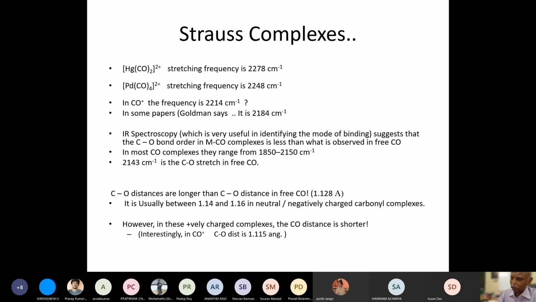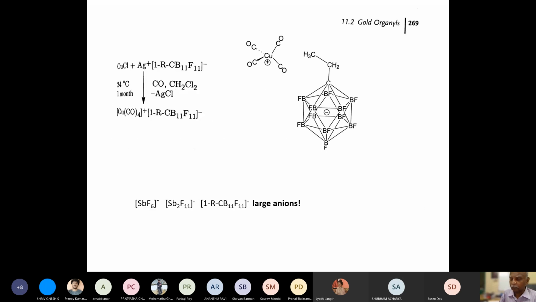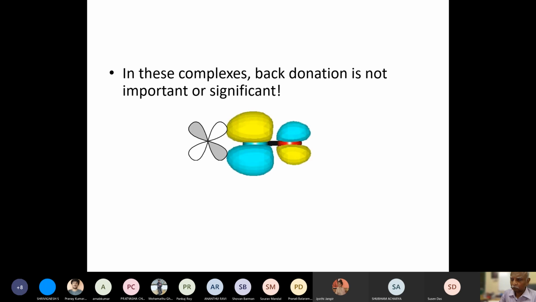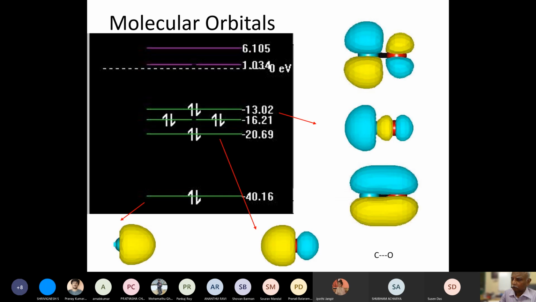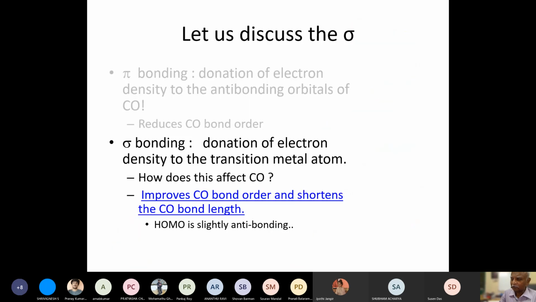For CO plus, the bond distance is 1.15 angstroms. So this is in fact shorter than free CO, which is 1.12. These are microwave studies, so they are fairly accurate. Now we have gone through this.